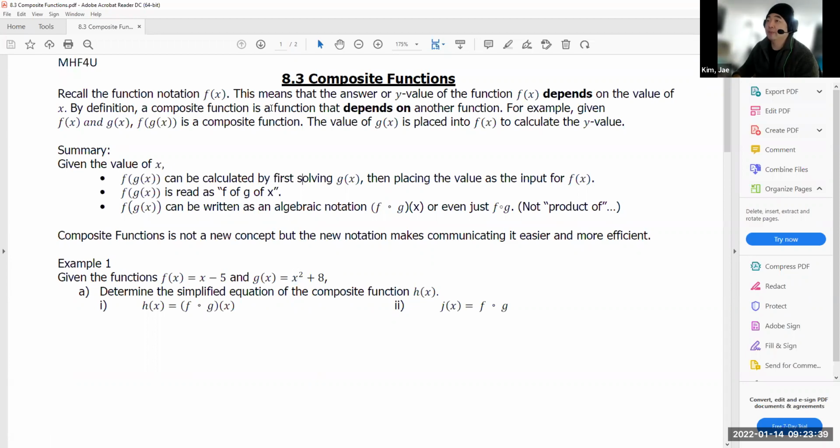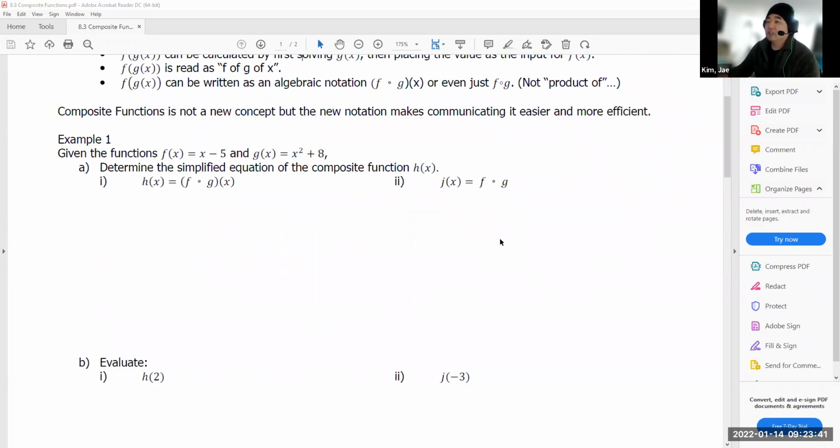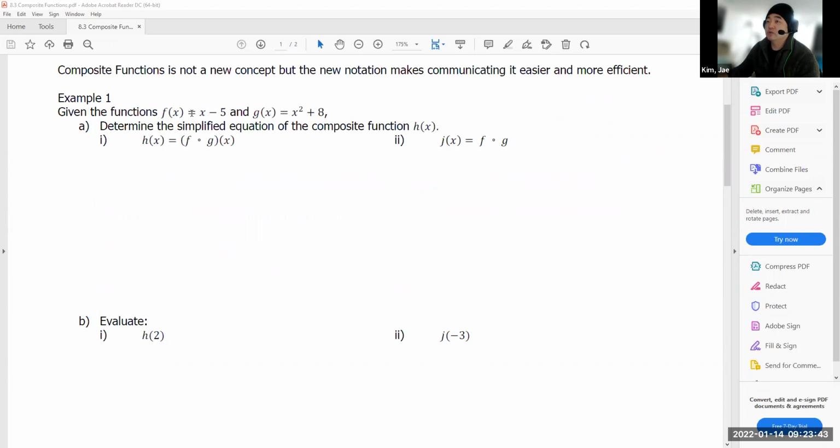So here we go. Given the functions f of x is equal to x minus 5 and g of x is equal to x squared plus 8, determine h of x, which is f naught g, or f of g of x. Well, what does that mean? Let me write this. This is f of g of x.